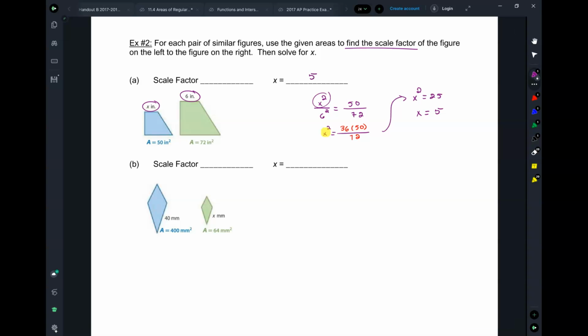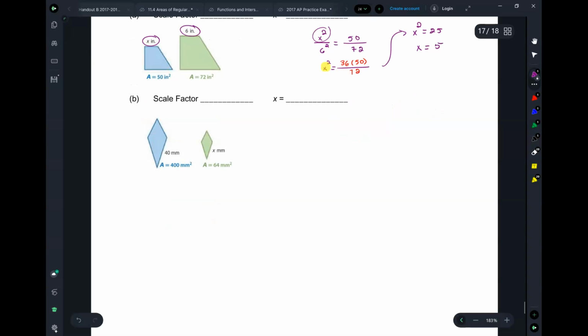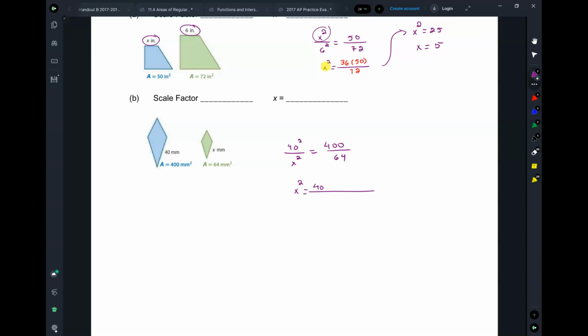So what's the scale factor? Okay, so here, 40 squared over x squared is equal to 400 over 64. So x squared is equal to fraction bar 40 squared times 64 over 400. I'll just leave it like this. All right, I see you guys clicking away.